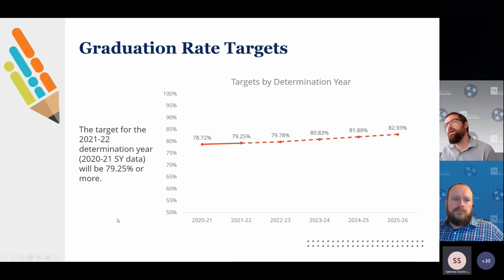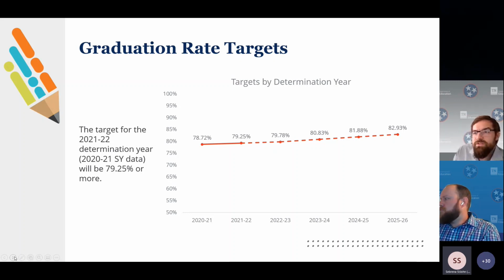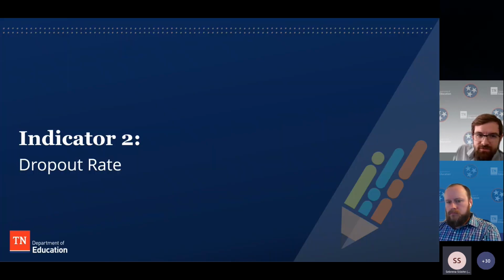And relative to the state targets that were approved by OSEP, that would be a pretty good graduation rate. The targets you see we've mapped out through the next 5 years. Last year, the target was 78.72%. This year, we're looking at a target for the state of 79.25%. Questions on indicator 1 before we move on to indicator 2? Okay. We'll have another time for questions at the end if you think of anything.